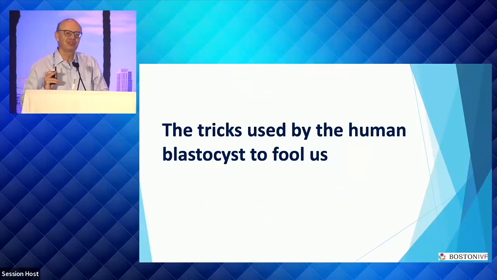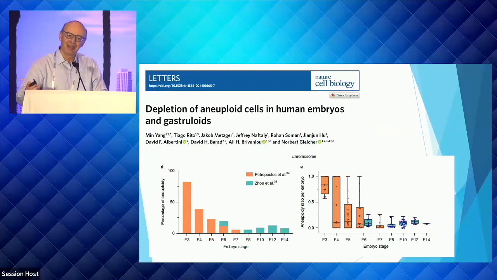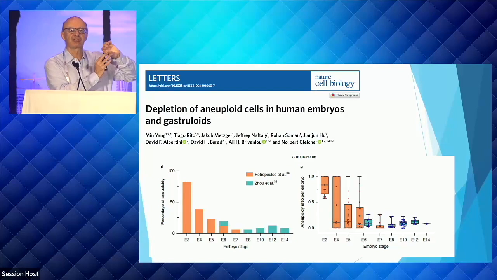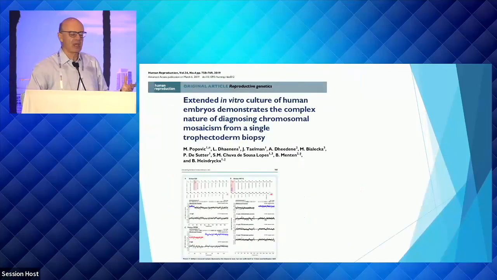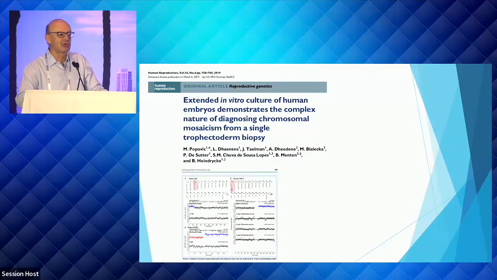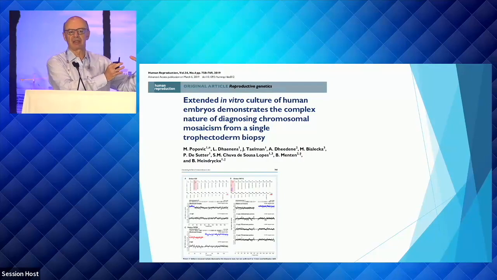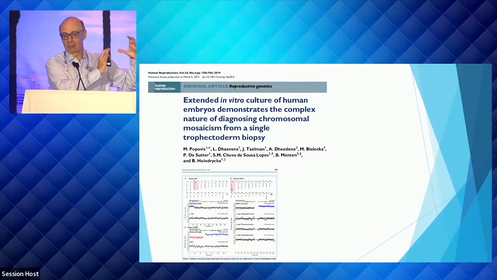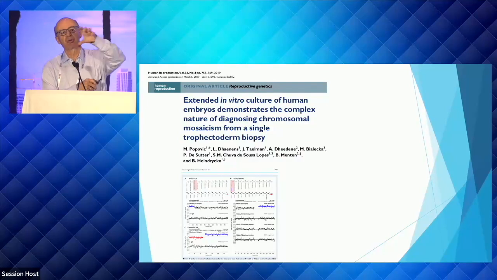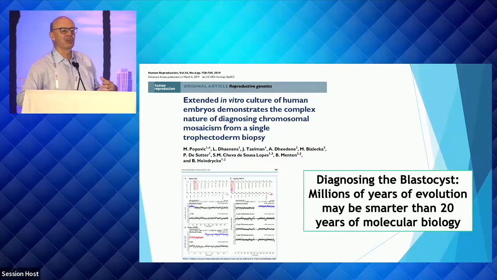There are a lot of tricks used by the human embryo to fool us. And it's controversial in some ways, but there's possibly depletion of aneuploid cells in human embryos and gastruloids. So there's some knowledge in the embryo that it can possibly weed out aneuploid cells. That's also been shown by extended in vitro culture of human embryos, where you can track embryos diagnosed as aneuploid, and when you do extended culture, some of those aneuploidies disappear. So the embryo has a lot of tricks.